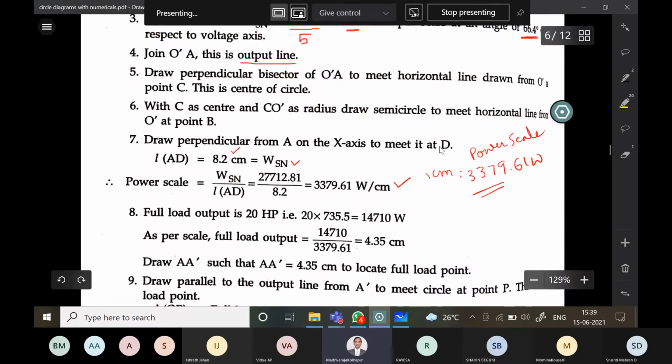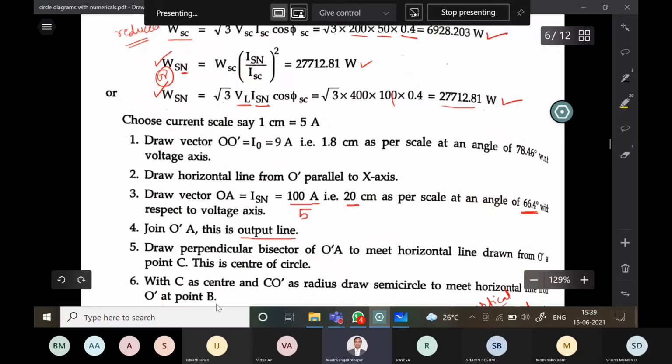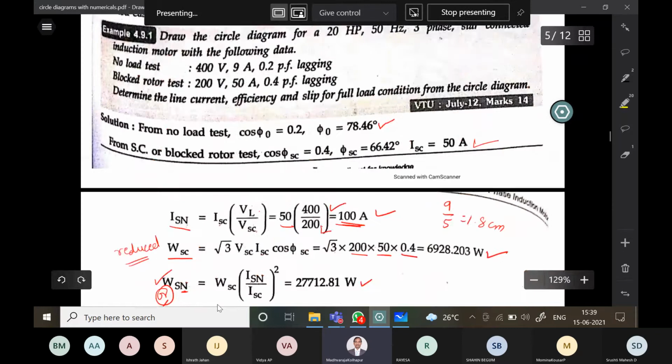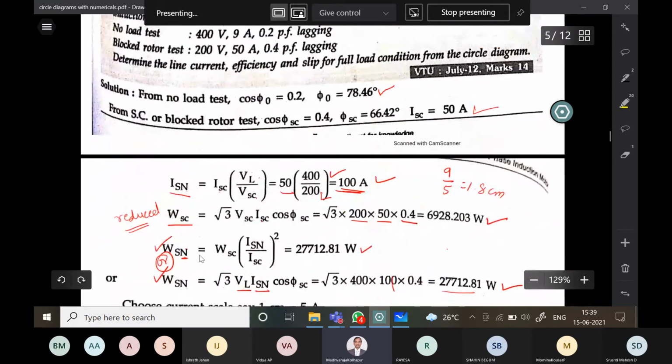So all vertical lines refer to the power scale. Now we need to calculate the full load output. The full load output given in the problem is 20 HP. So calculate for 20 HP.